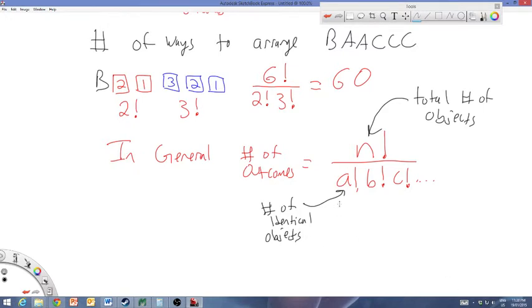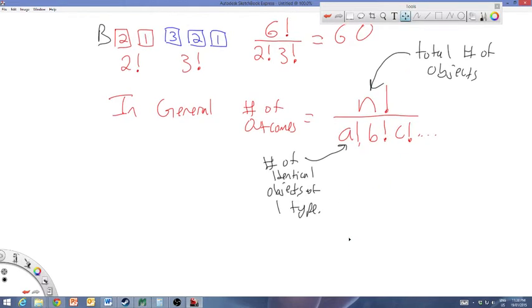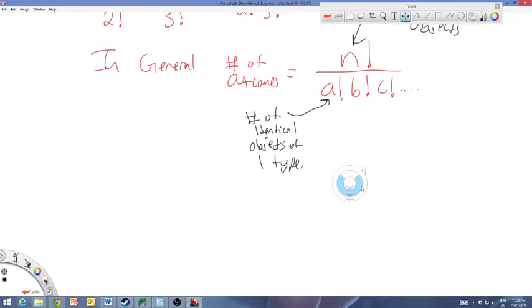Okay, number of identical objects of one type. Okay, that's our general formula. So if I have multiple outcomes, or if I have in one set of objects, identical objects, then I have to divide the total number of outcomes. That's the n factorial. I have to divide that by the factorials of how many identical objects I have. Okay? And hopefully that makes sense.